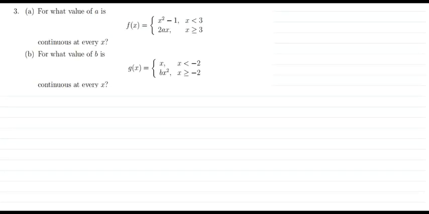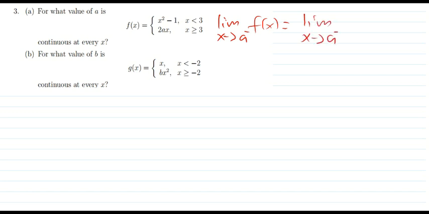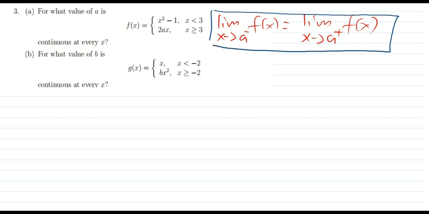So we have question 3, which is saying, for what value of a is f of x, which is a piecewise function, continuous at every x. Now we know that for a function to be continuous, this condition has to be fulfilled. The limit as x approaches any number from the left side of f of x should be equal to the limit as x approaches that number from the right side of f of x. If this condition is fulfilled, then the function is continuous at that point.